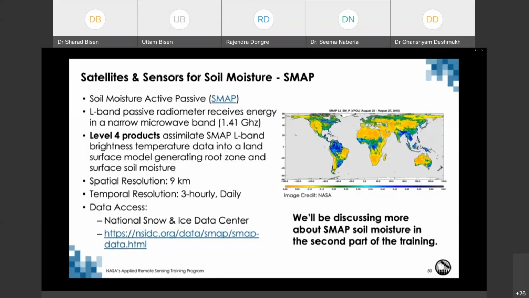Level 4 products assimilate SMAP L-band brightness temperature data into a land surface model, generating root zone and surface soil moisture at a 9-kilometer spatial resolution.